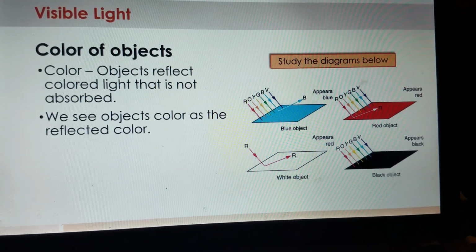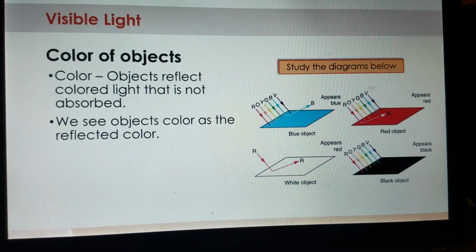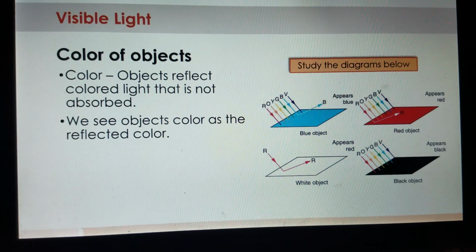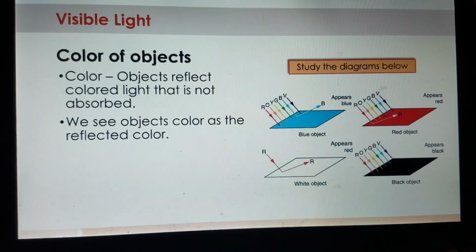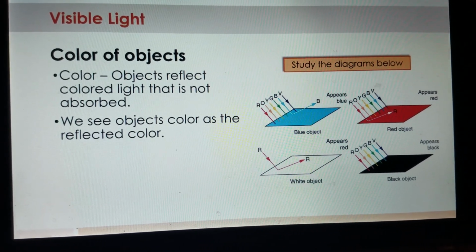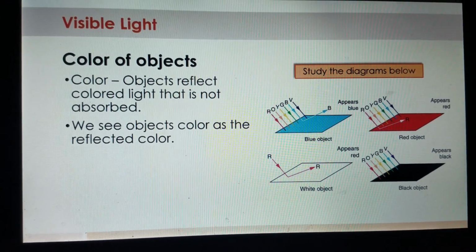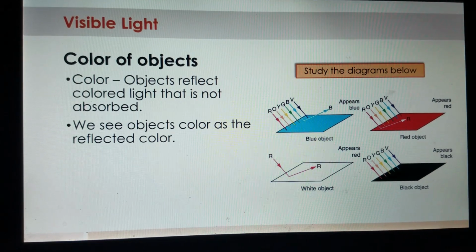So I'm going to very briefly discuss color. So colored objects reflect certain wavelengths of light. So we see objects as their reflected color, their reflected wavelength.